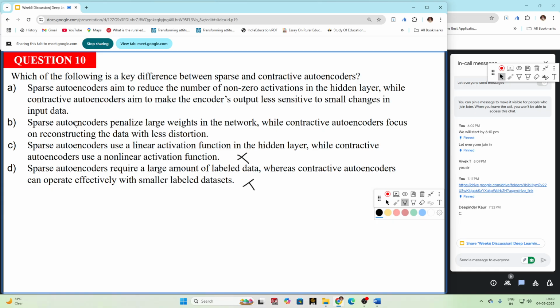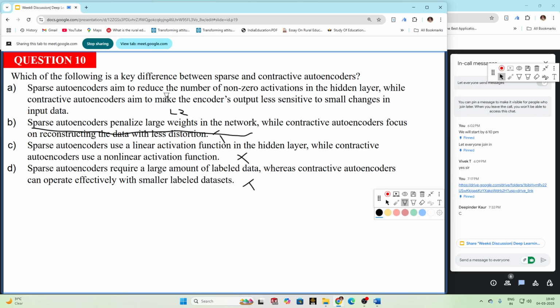Now what about B? Sparse autoencoder penalizes large weight in the network. This is the characteristic of L2 regularization, not the sparse autoencoder. It penalizes large weight in the network, so that is the characteristic of L2 regularization, not your sparse autoencoder. While contractive autoencoder focuses on reconstructing the data with less distortion, again, no sense. So option B is also wrong.